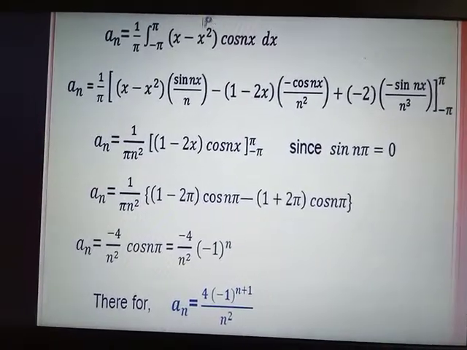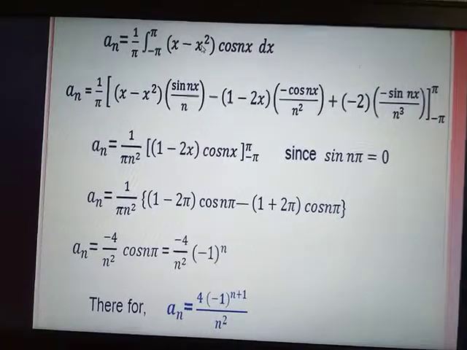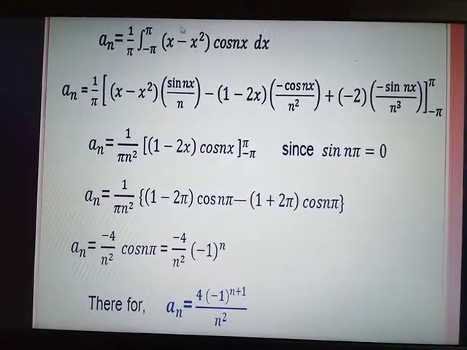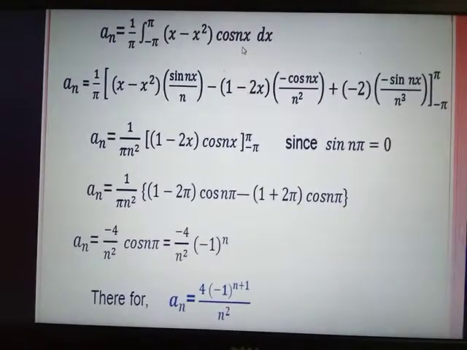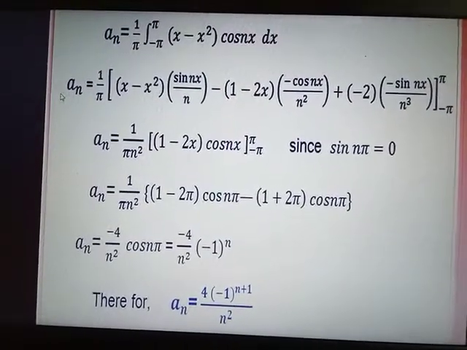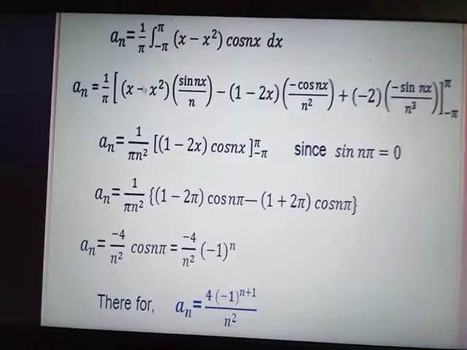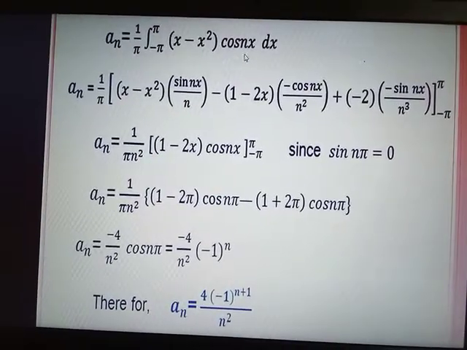To integrate this one, we have to use Bernoulli's rule. According to that, consider this term x minus x square as a differentiating part and cos nx as an integrating part. You get an is equal to, keep 1 by pi as it is. Now we have to keep differentiating part as it is and integrate this cos nx.